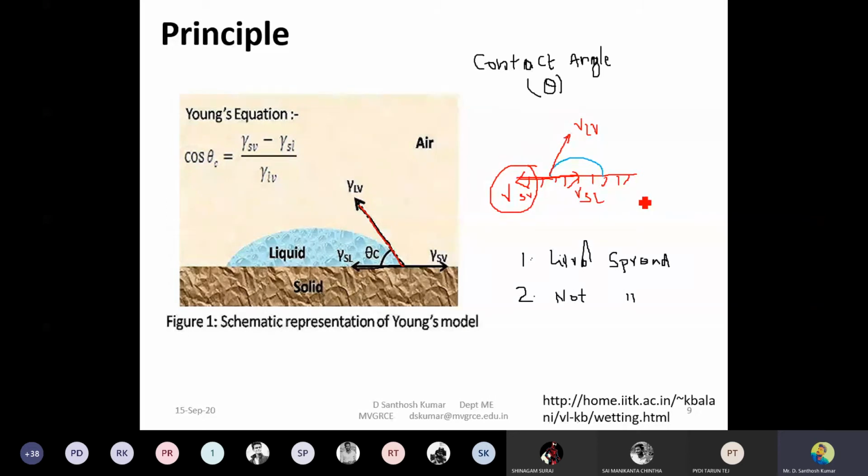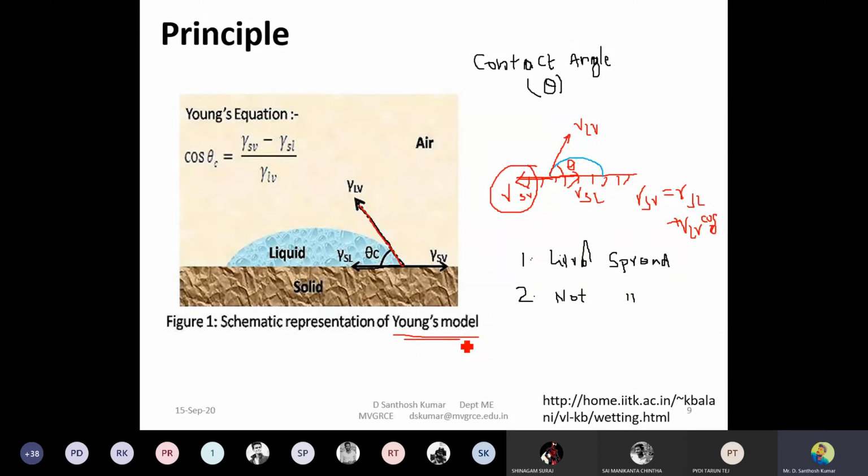Our gamma SV is equal to gamma SL plus gamma LV cos theta. This is theta, and the horizontal component is cos theta. I am balancing only the horizontal forces. Gamma LV can be considered as gamma LV cos theta as well as sin theta, but whenever you are balancing only the horizontal forces, that is the equation: gamma SV is equal to gamma SL plus gamma LV cos theta. This is a very well known equation, called Young's equation or Young's model.